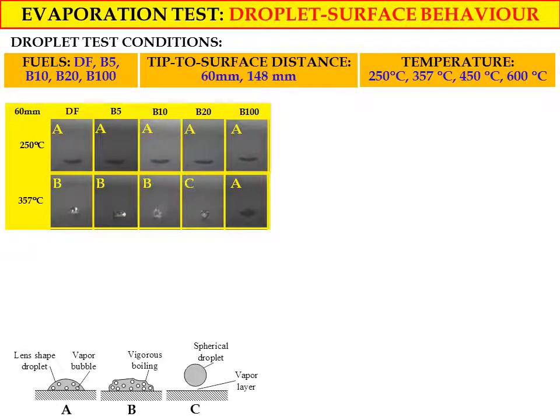However, for B20, we have spherical droplet behavior where the droplet bounces or rolls on the hot surface due to the formation of a vapor layer under the spherical droplet. One of the reasons this happened is that the MAP temperature for B20 is slightly lower than 357. That's why we have this kind of spherical droplet. However, for B100, the behavior is still the lens-shaped droplet, which shows that 357 degrees Celsius is far lower than the MAP temperature for B100.